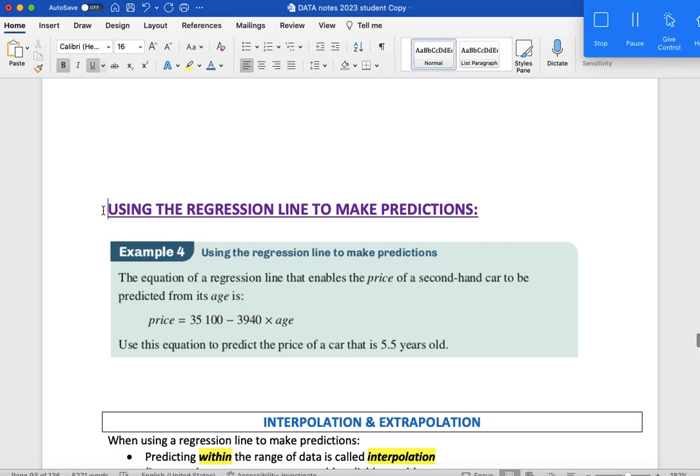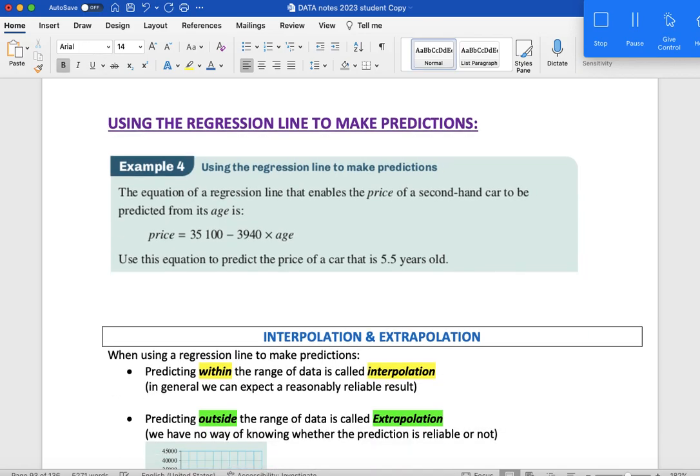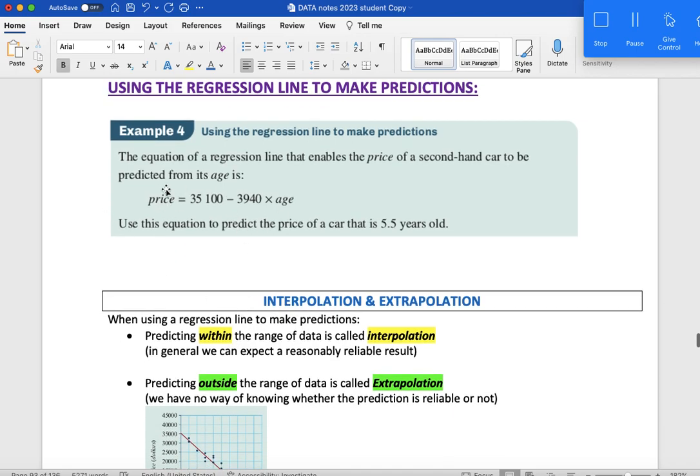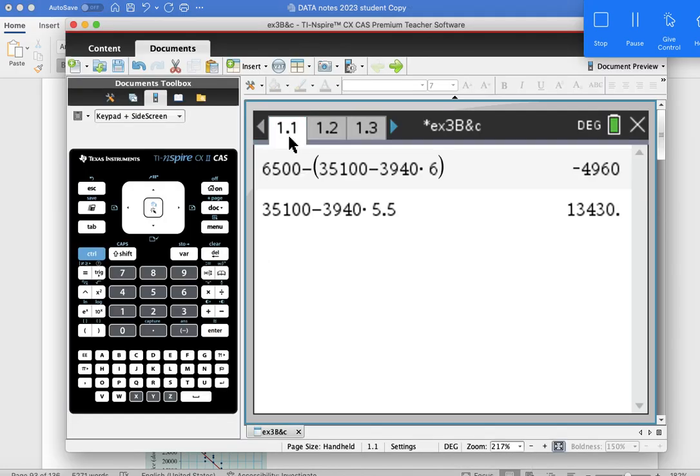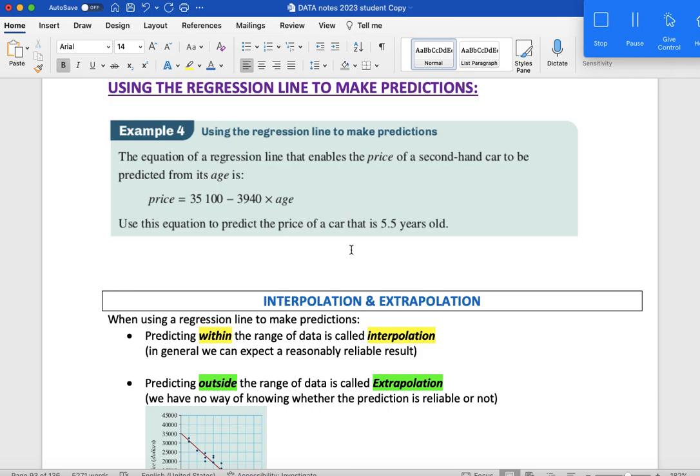And then we're on to the next bit where it says using the regression line to make predictions. So here's our regression line, and they're saying we now use it to make a prediction. It says use your equation to predict the price of a car that's 5.5 years old. So all you have to do is pop in 5.5 into your formula and get it. I think I did this earlier. Yep, just here. So I've typed that in, and I predicted the car to be 13,430, okay? So using that formula.